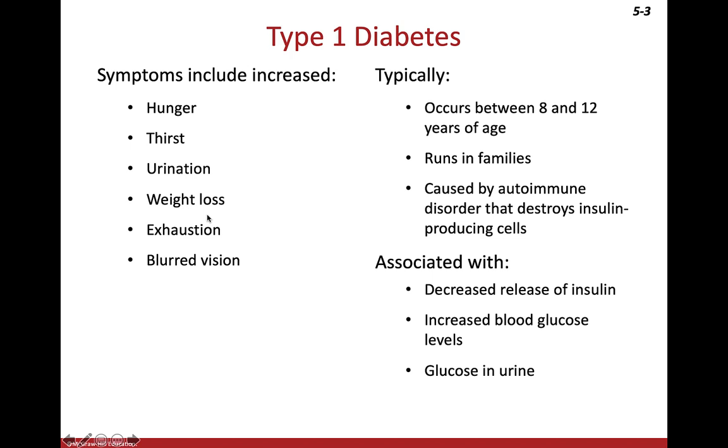There is some degree of running in families, so a little bit of a genetic predisposition here, but it's thought to be caused by an autoimmune disorder that destroys the insulin-producing cells. Because of this, there's going to be a decrease or total lack of release of insulin. You're going to see higher levels of blood glucose, and you're also going to find glucose in the urine because you're overwhelming the kidney's ability to reabsorb glucose, which is typically reabsorbed at a rate of 100%.